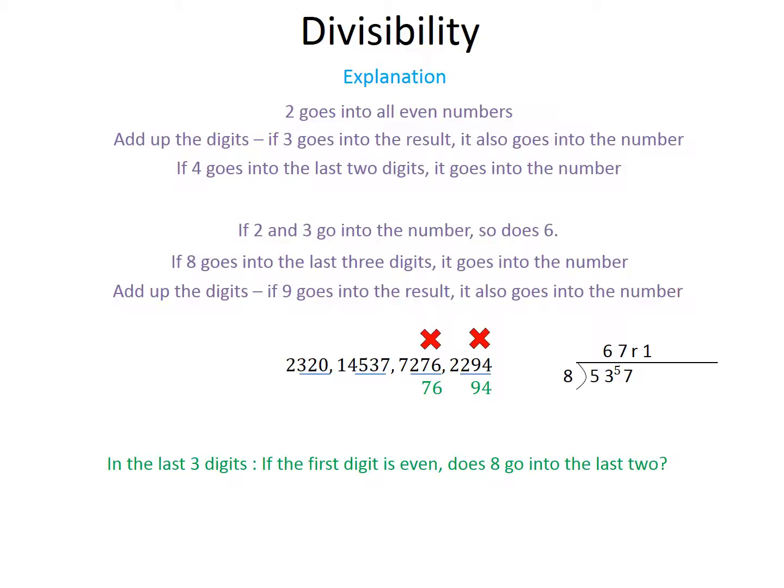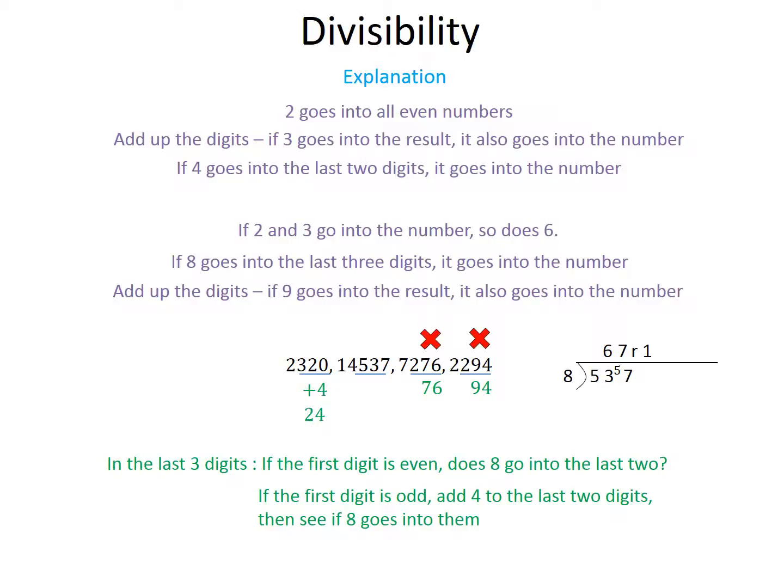Now, if the first digit there was odd, then all I've got to do is add 4 to these last two digits. So that means this 20 here becomes 24. Does 8 go into 24? And it does, doesn't it? It goes in 3 times. That means it goes into this full number here.